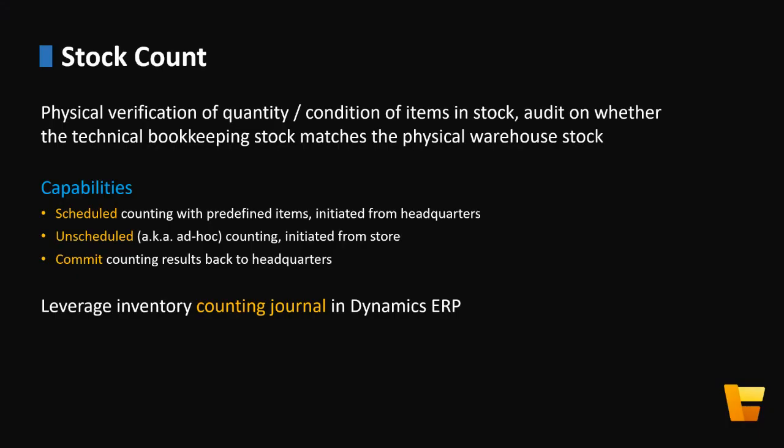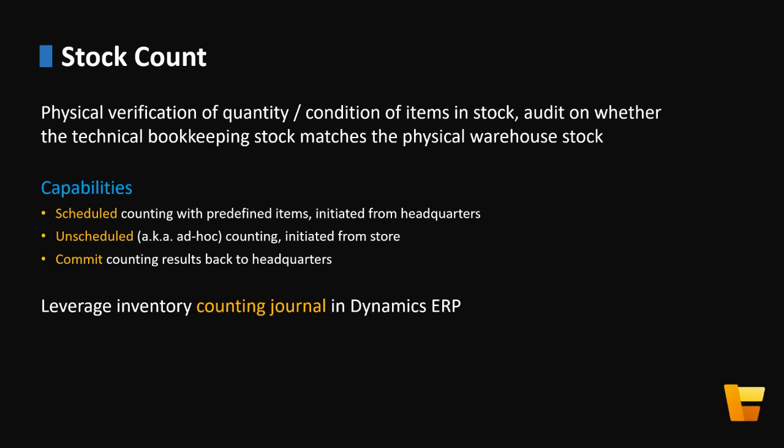Now move on to the next. Stock counting is another common business process in store inventory management. This is the process for physical verification of the quantity and the condition of the items that are in stock. It is often done to execute an audit on whether the technical bookkeeping stock matches the physical warehouse stock. Usually as a result of the counting process, the on-hand inventory might be adjusted.